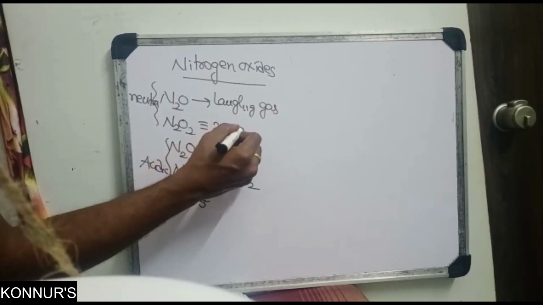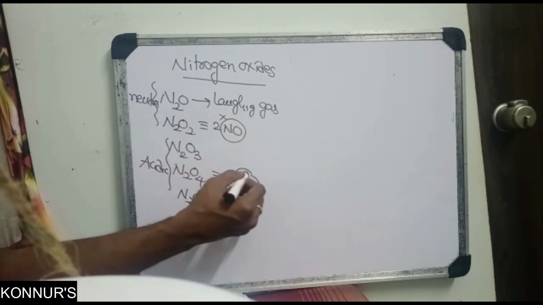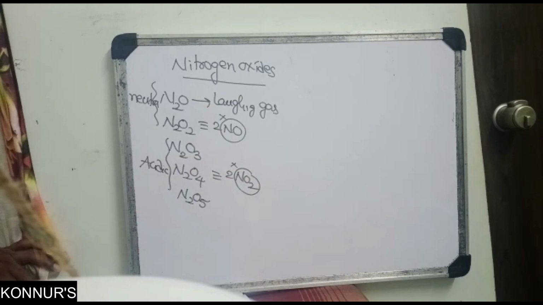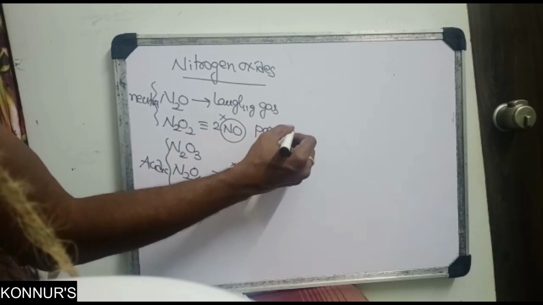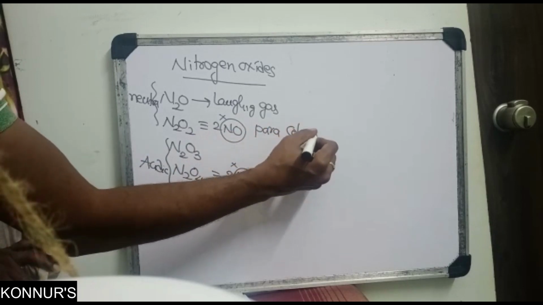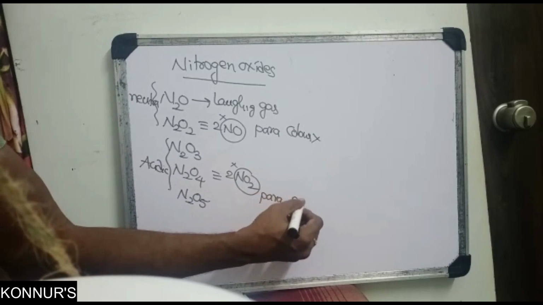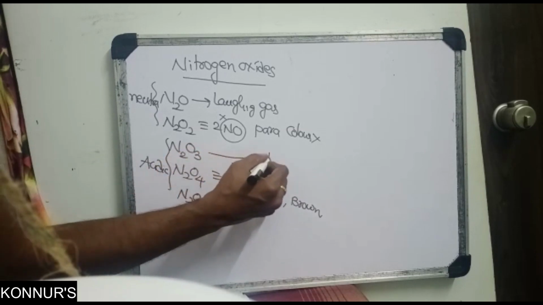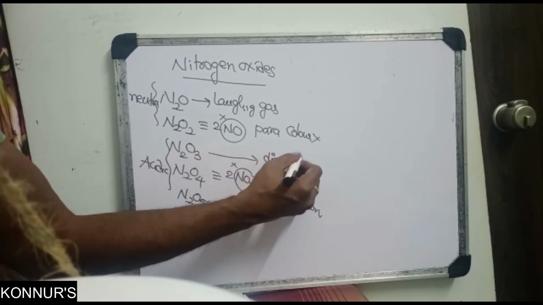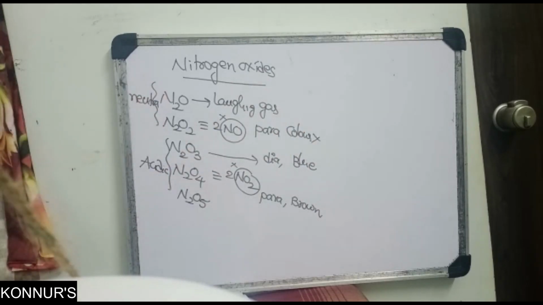Next, NO contains an unpaired single electron. NO2 contains an unpaired single electron. So that's why this is paramagnetic, colorless. This one is paramagnetic but brown in color. Next, N2O3 is diamagnetic but blue in color. So already we have seen these things.